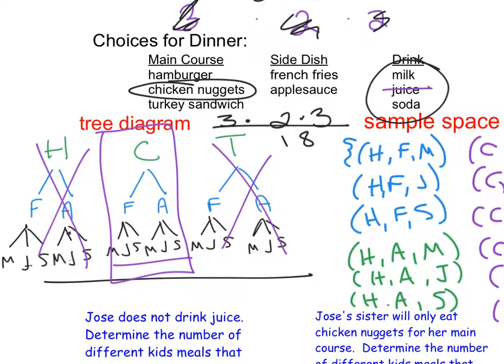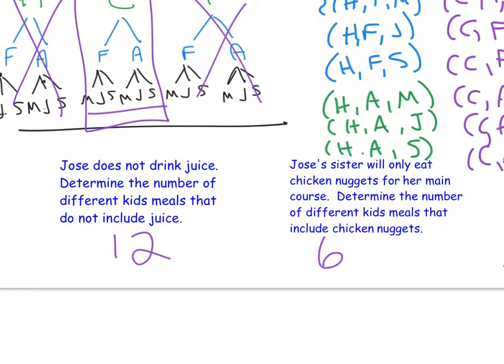So if you don't have the sample space written out, the counting principle is pretty much the easiest way. But if you do, you can also look at those.